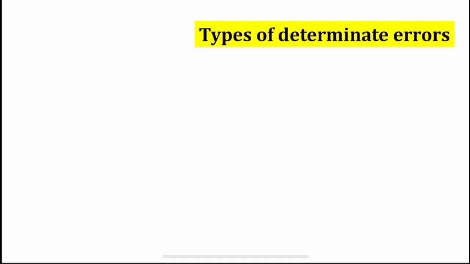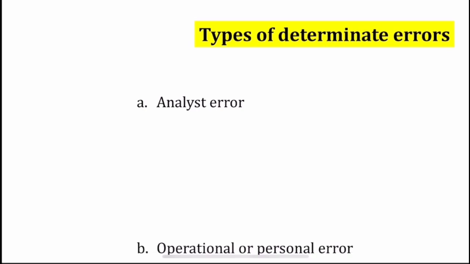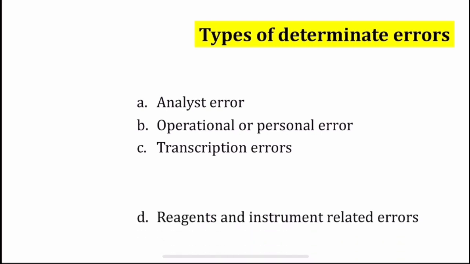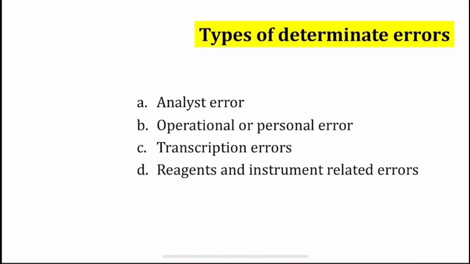Determinate errors are divided into 5 usual types. These are analyst related errors, operational or personal errors, transcription errors, reagent and instrument related errors, and analytical method related errors. So let's start with analyst error.